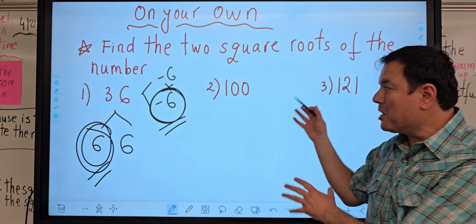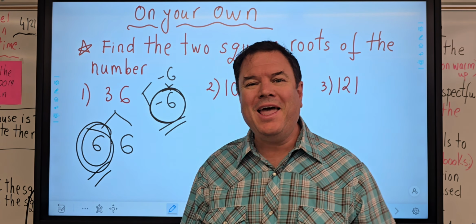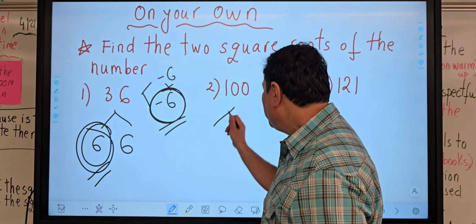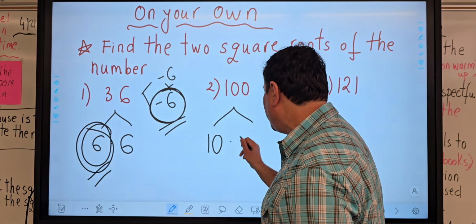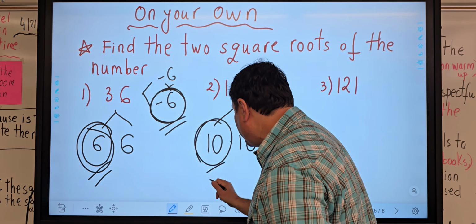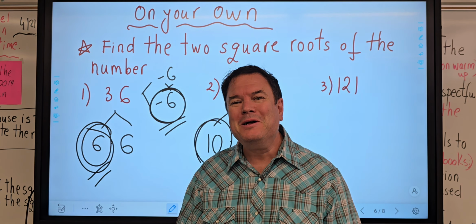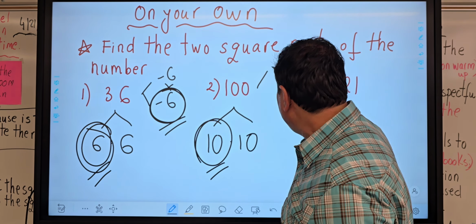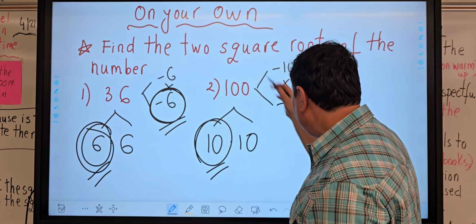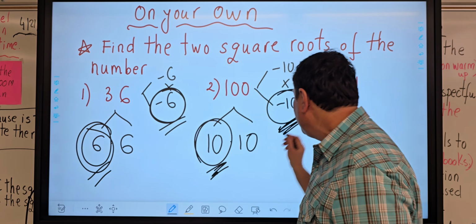Now let's take a look at 100. If 36 was 6 times 6, 100 is going to be 10 times 10. The positive values would be 10 times 10, which gives us 100. So one of the answers would be positive 10. But 100 can also be written as negative 10 times negative 10, and that also gives 100. So the answers are positive 10 and negative 10.